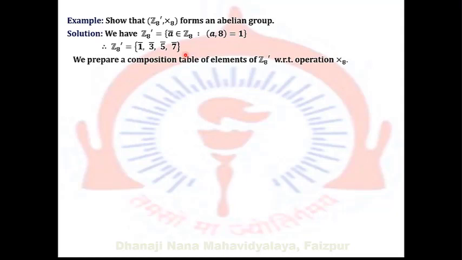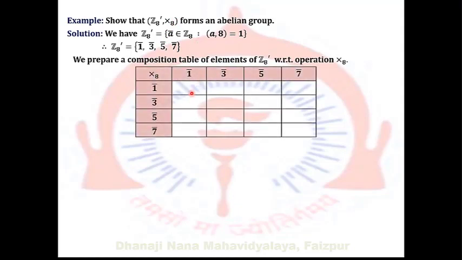Now we prepare the composition table of elements of Z8 dash with respect to the operation multiplication modulo 8. So this is the composition table, where the operation is multiplication modulo 8. By definition we have 1 bar into 1 bar is 1 bar, 1 bar into 3 bar is 3 bar, 1 bar into 5 bar is 5 bar, 1 bar into 7 bar is 7 bar, then 3 bar into 1 bar is 3 bar, 3 bar into 3 bar is 9 bar, but our operation is multiplication modulo 8. So when we divide 9 by 8, the remainder is 1. So 3 bar into 3 bar is 1 bar.